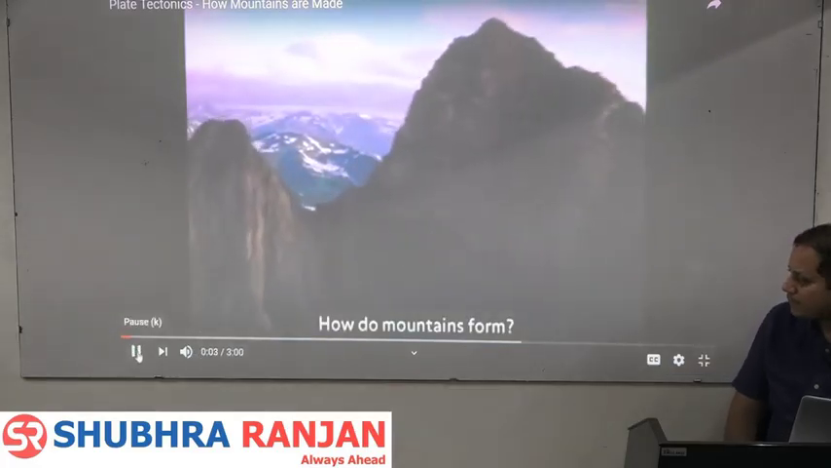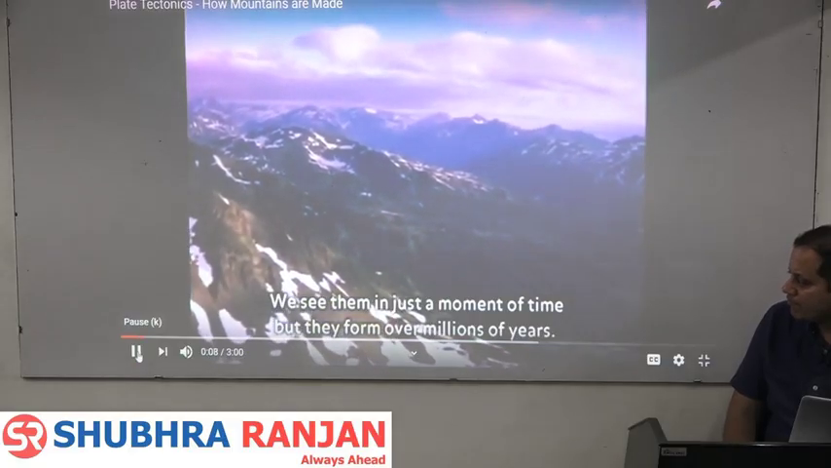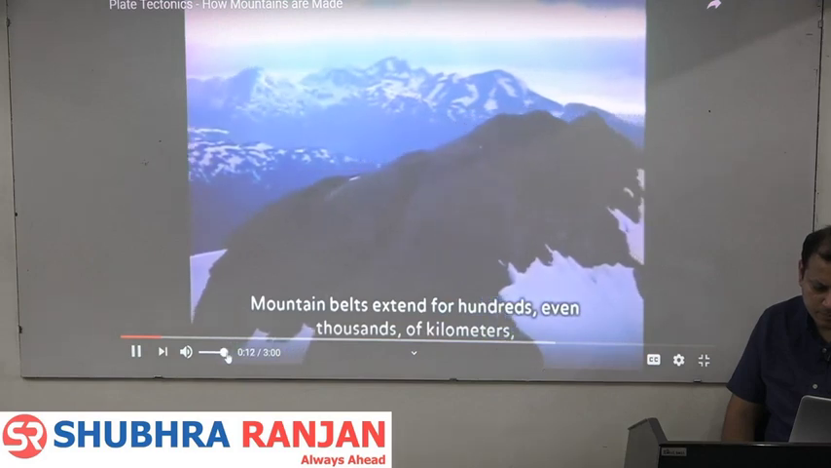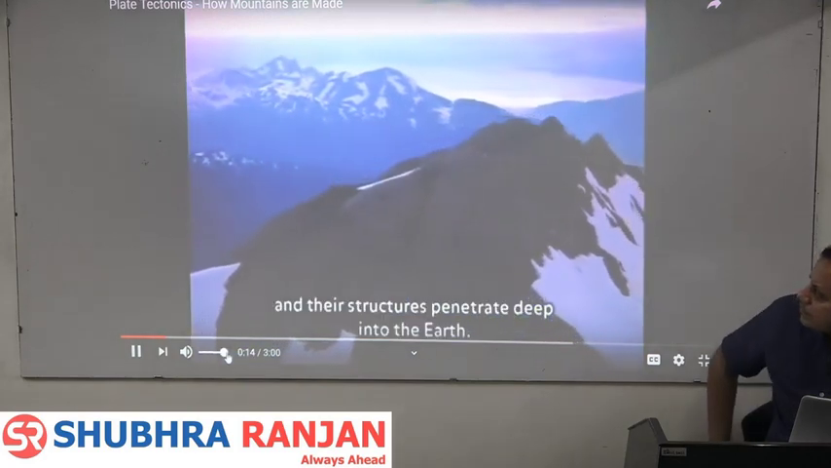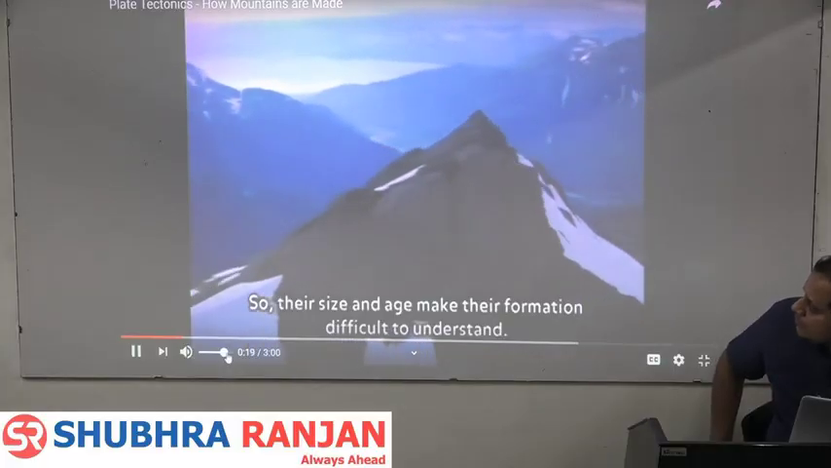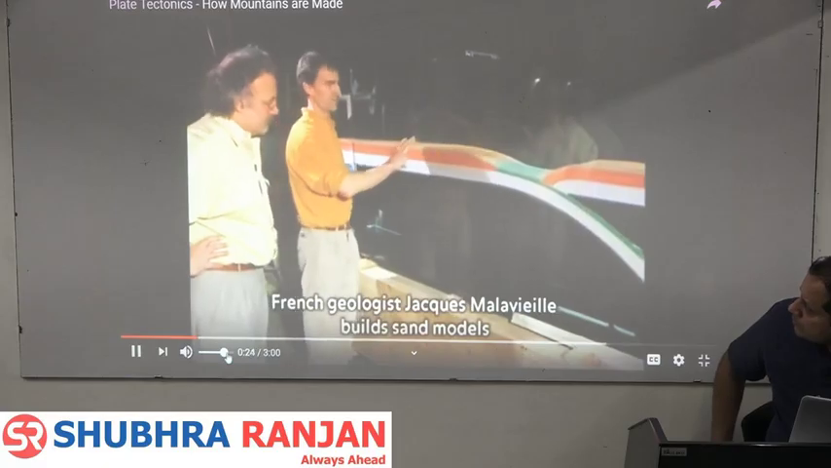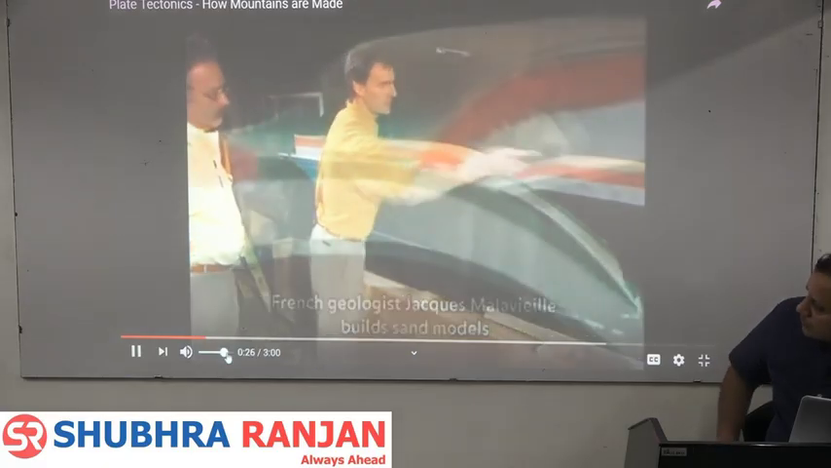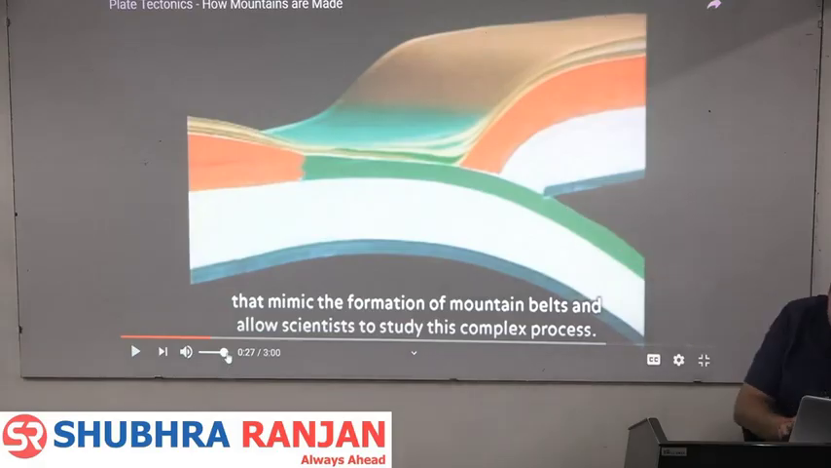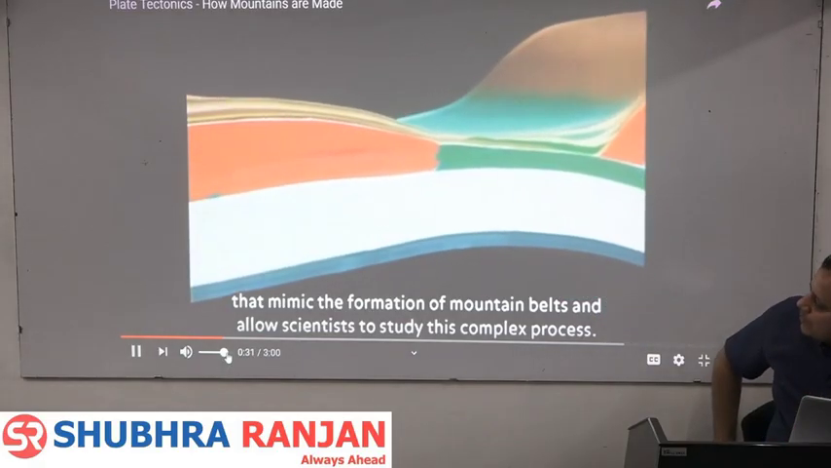How do mountains form? We see them in just a moment of time, but they form over millions of years. Mountain belts extend for hundreds, even thousands of kilometers, and their structures penetrate deep into the earth, so their size and age make their formation difficult to understand. French geologist Jacques Malavieille built sand models that mimic the formation of mountains. Can you see geosyncline belts, and allow scientists to study this complex process.